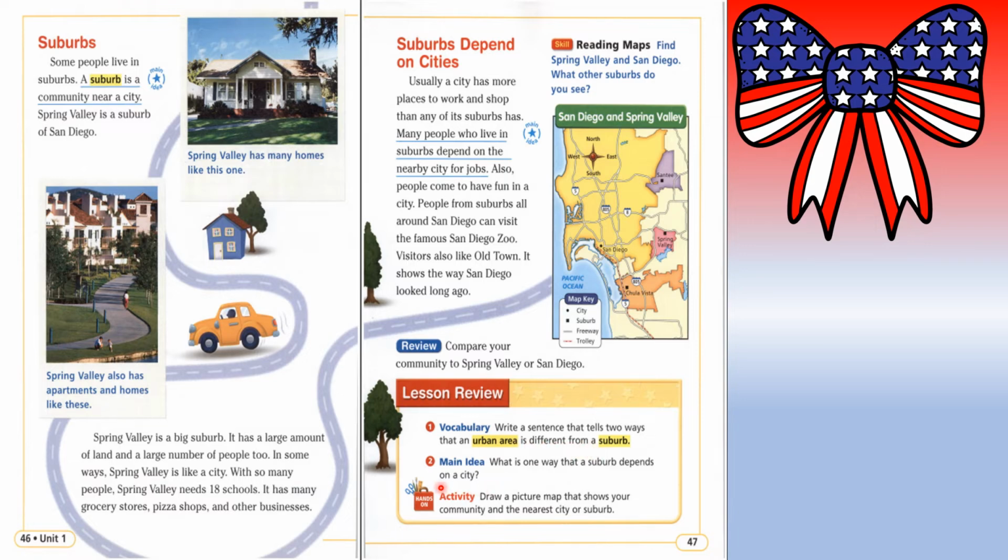Main idea. What is one way that a suburb depends on a city? Okay, well, right here is the heading, suburbs depend on cities. And if I go here, it says many people who live in suburbs depend on the nearby cities for jobs. Look how I found that answer. I went into the text to find the answer. You can do that for question number 1.